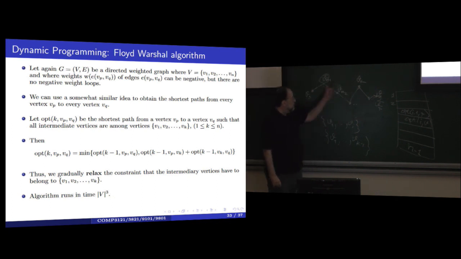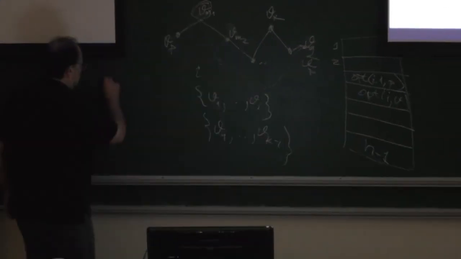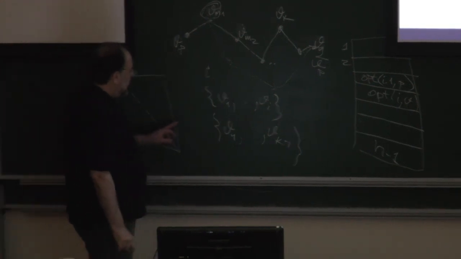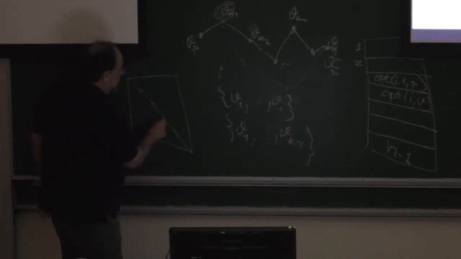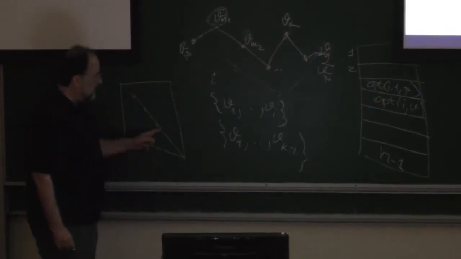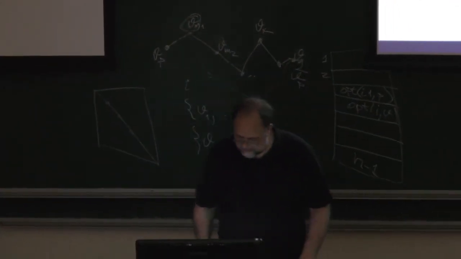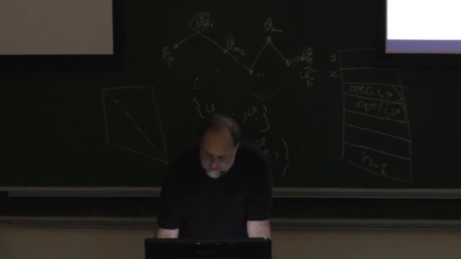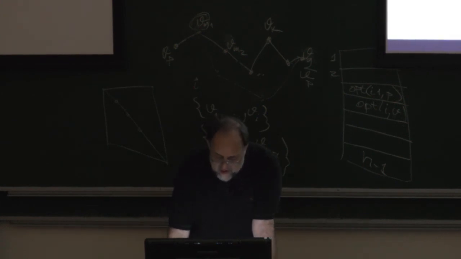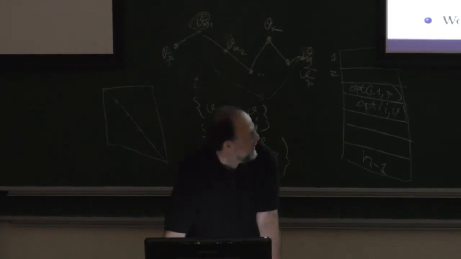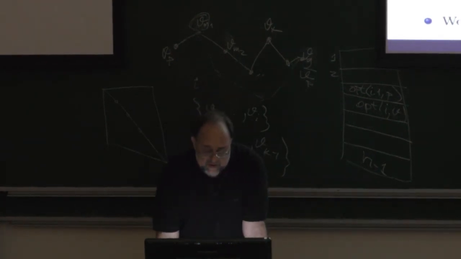And if there is a loop, then when you look at your tables, you just look at the diagonal and see if for any of the vertices the shortest path from Vp to Vp was negative, right? So in this way, with this slight extension, allowing that the starting and finishing vertex can be the same, you can detect the presence of loops of negative weight.